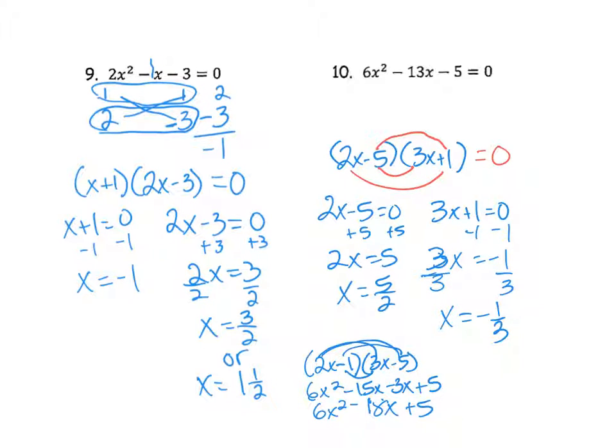So you know what? That would not work. What about 2x plus 1 and then 3x minus 5? Yeah. Let's try it. 6x squared. Negative 10x. Positive 3x. Negative 5. 6x squared. Negative 7x. Oh man, nope. Can't do that one either.